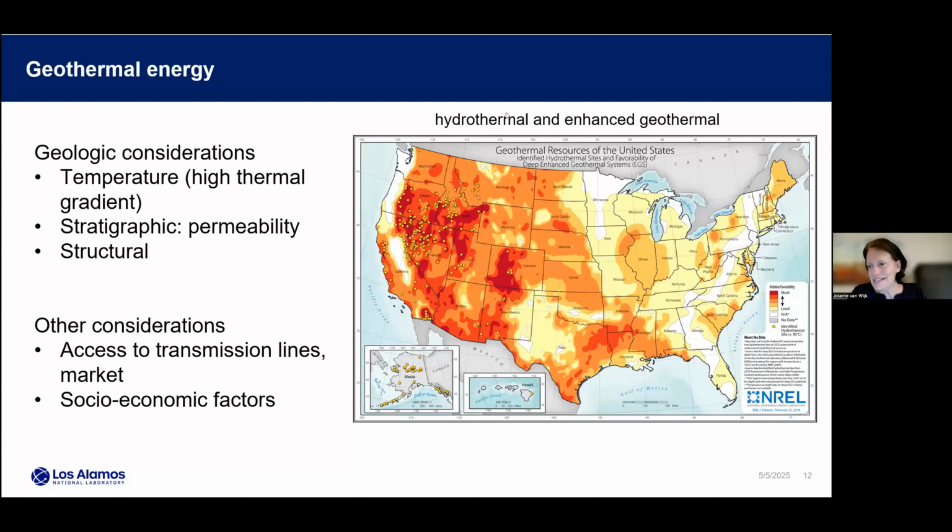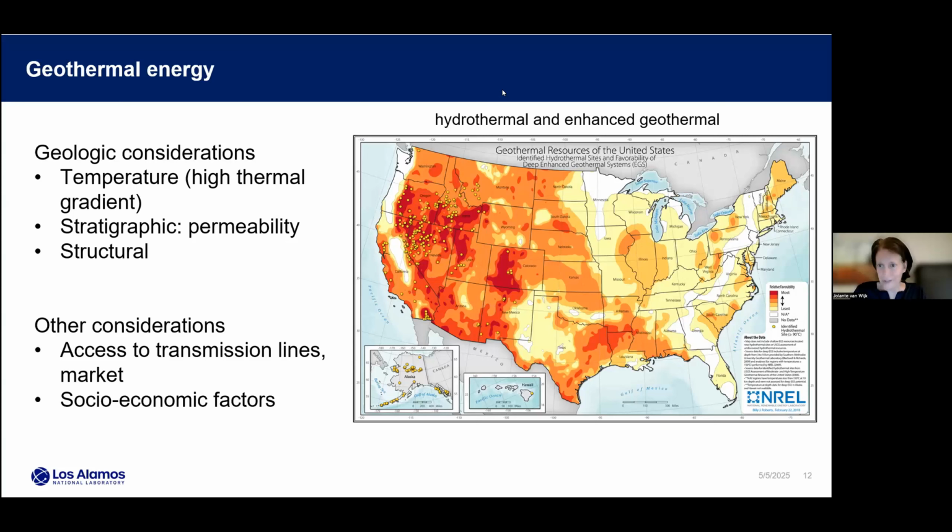The map that you can see towards the right is a hydrothermal and enhanced geothermal favorability map that was put together by the National Renewable Energy Laboratory. The dark red colors are areas that are more favorable for geothermal energy, and the tiny yellow dots that hopefully you can see are places with basically proven hydrothermal sites.